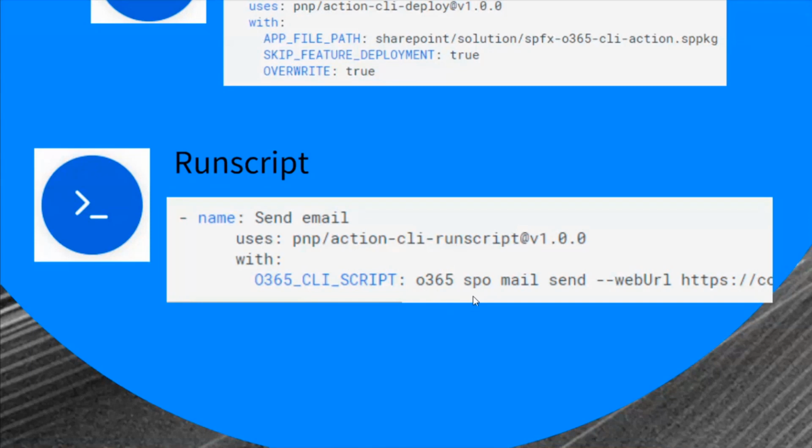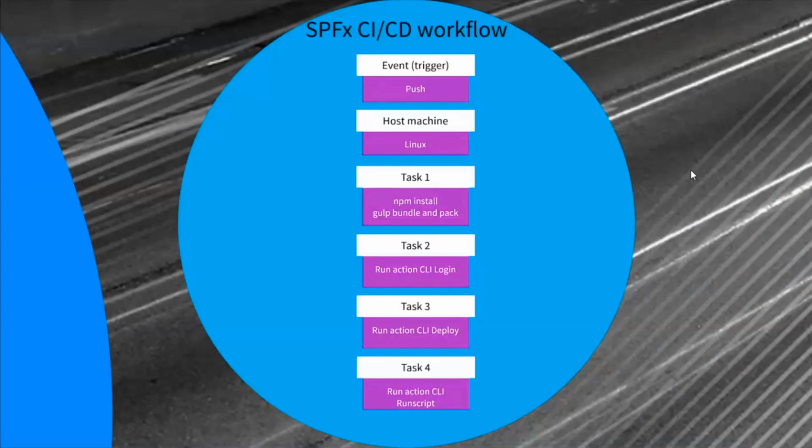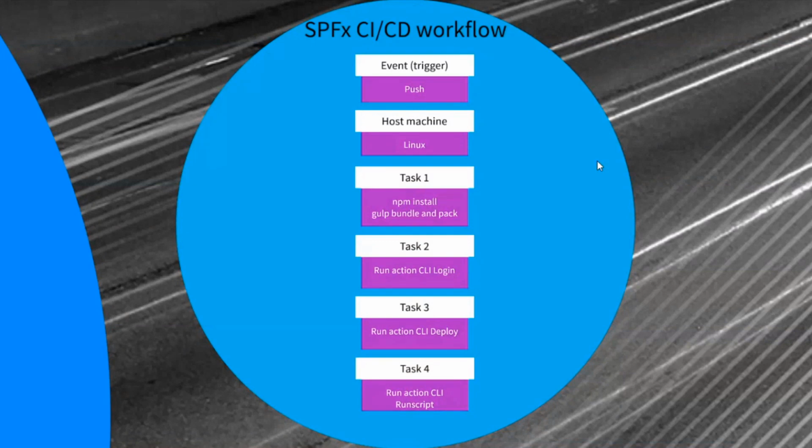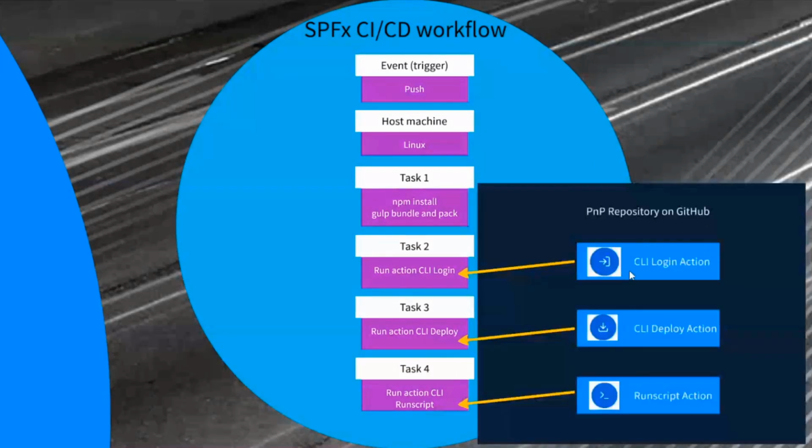So just to quickly explain the workflow that I'll be showing next. We'll be using a CI/CD workflow in which, on push, we will use the host machine as Linux, and then we will do the basic things that we do for all SPFx projects, which is npm install, gulp bundle, and the typical package solution. And after that, we will use the CLI login, deploy, and run script actions. Basically, these actions that I just explained are hosted in the PnP repository on GitHub. So we'll be consuming those in our workflow as tasks.